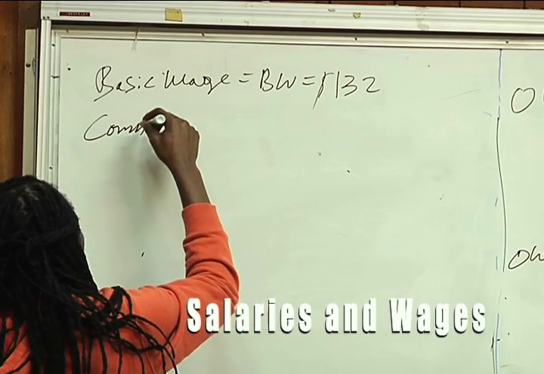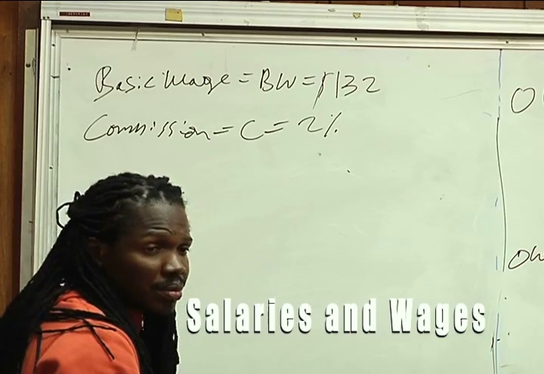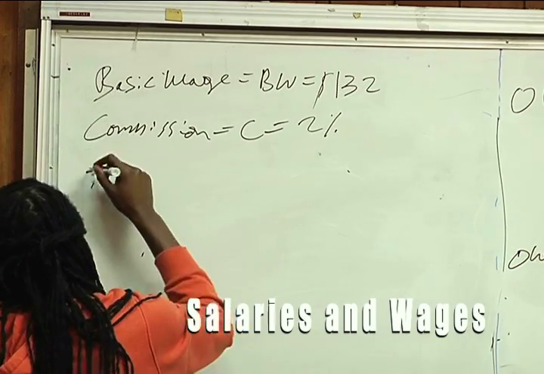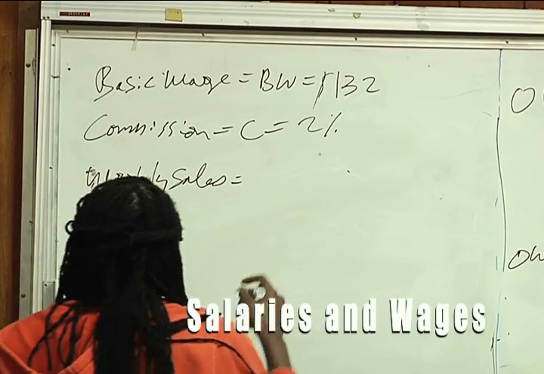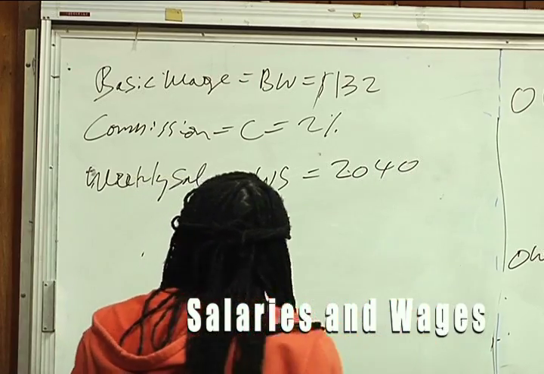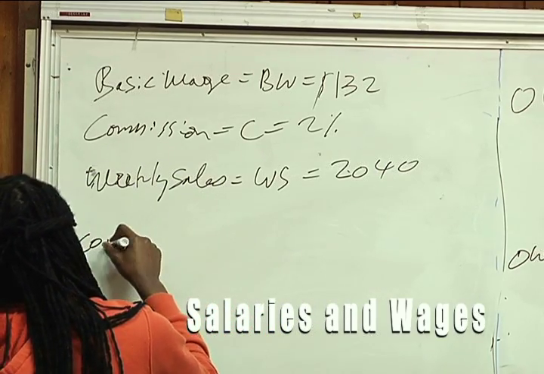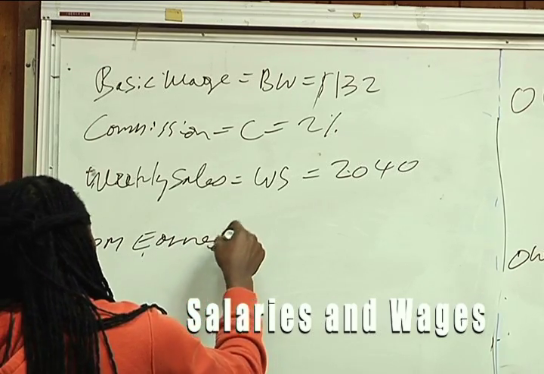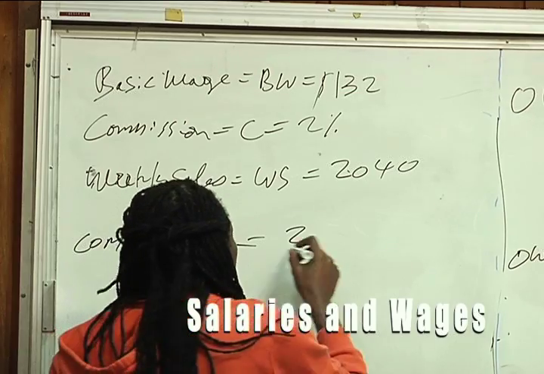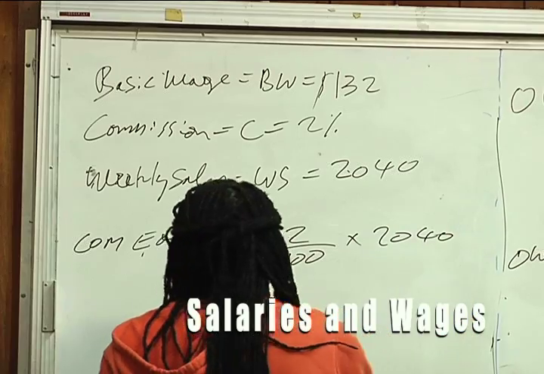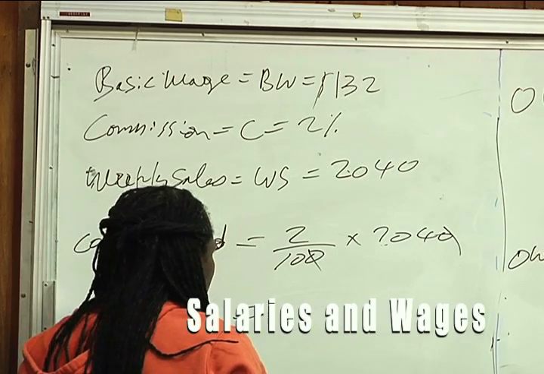What else do we know? Commission is 2%, C equals 2%. And in a certain week her weekly sales are $2,040. What else do we know? Nothing else. Therefore, commission earned equals 2% of 2040. So commission earned equals this times that, cancel that. How much is that? $40.80.